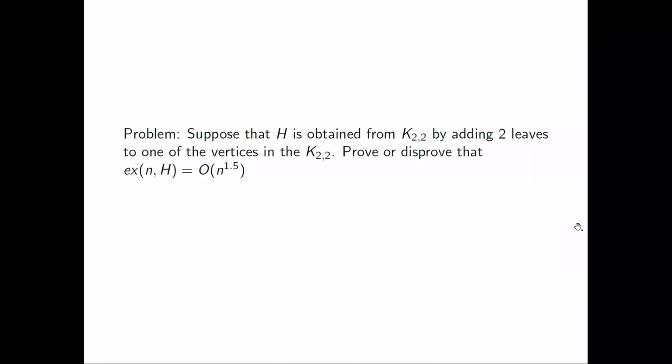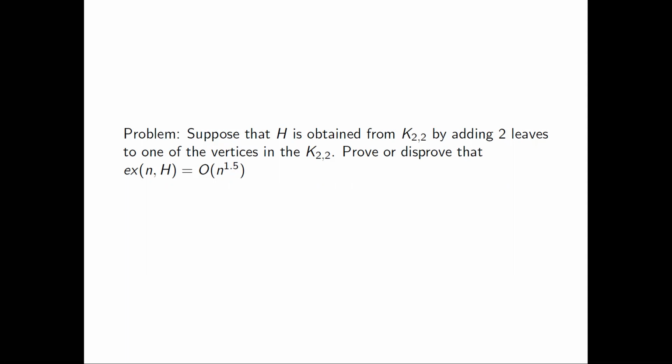All that's left is a problem for you to think about. Suppose that H is obtained from the complete bipartite graph K sub 2,2 by adding 2 leaves to one of the vertices in the K sub 2,2. So notice that the graph K sub 2,2 is symmetric. All of the vertices have the exact same neighborhood relative to each other. So from the point of view of any vertex, the graph looks the same. So if we add 2 leaves to any vertex, the graph we obtain is going to be isomorphic to the graph obtained by adding 2 leaves to any other vertex. So it doesn't matter which vertex you add the leaves to, is what I'm saying.